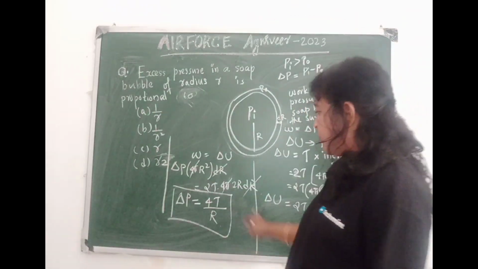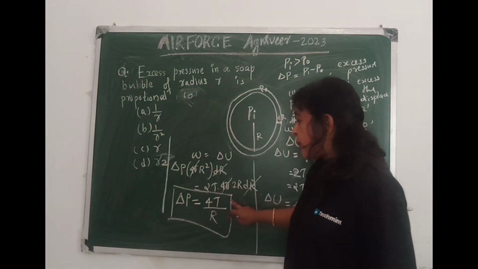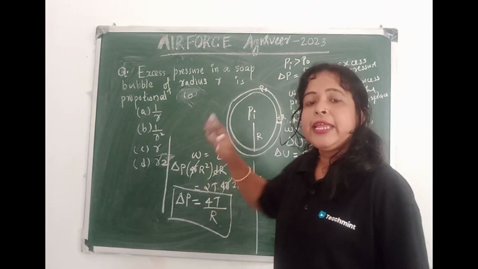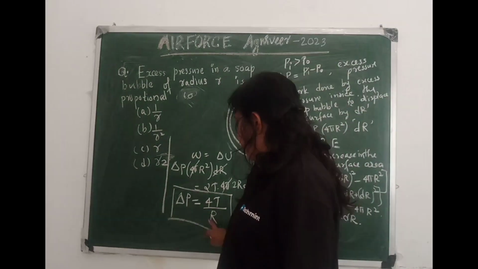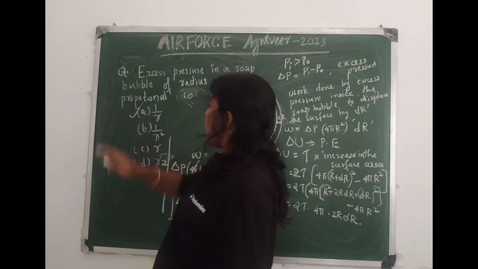What is T? It is the surface tension. R is the radius. That means the excess pressure is proportional to the surface tension and inversely proportional to the radius. So our correct answer is option A.